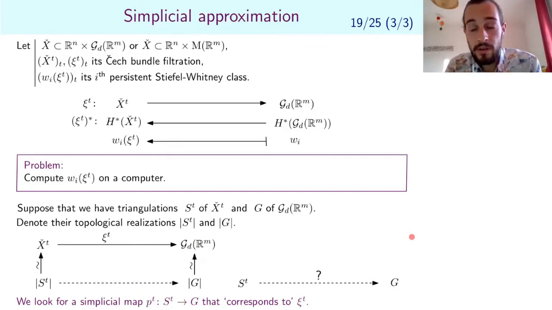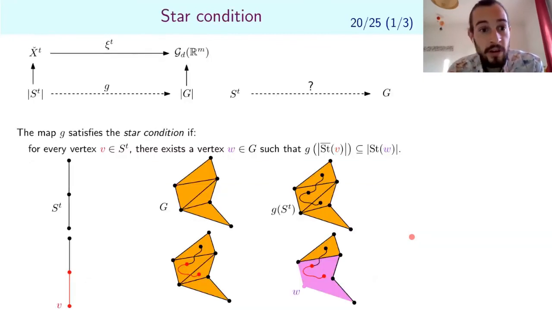So this is a problem that is called simplicial approximation. This is well known in algebraic topology. And what we can use is the star condition. So this map G, defined by these arrows, we say that it satisfies the star condition if the following is true. For every vertex of the first simplicial complex, there must exist a vertex of the second simplicial complex such that, if you take the closed star of the first vertex and take its image by G, this image is a subset of the open star of the second vertex.